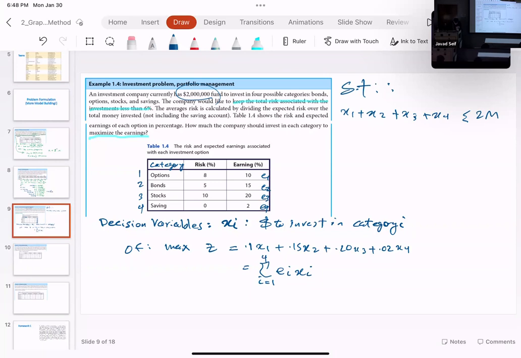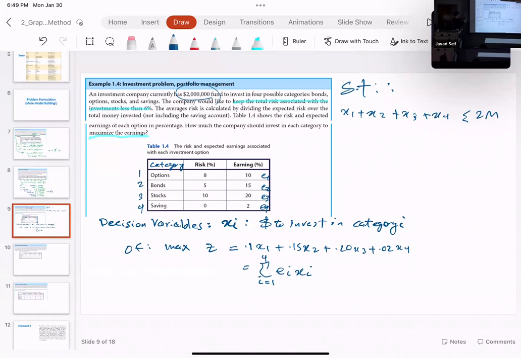Another one is, it says, the company would like to keep the total risk associated with the investment less than 6%. How do I write that? X1 plus X2 plus X3 less than 6%. You can see how to calculate the average risk. So if you multiply the risk percentage by each investment and then divide that by the total dollars invested, that should be less than 6%. First of all, is there a chance that we do not invest all of that? Yeah.